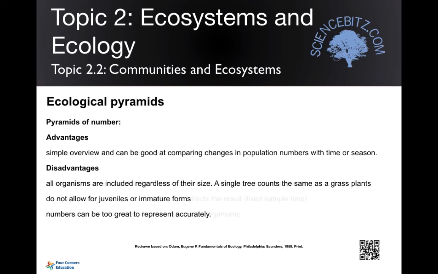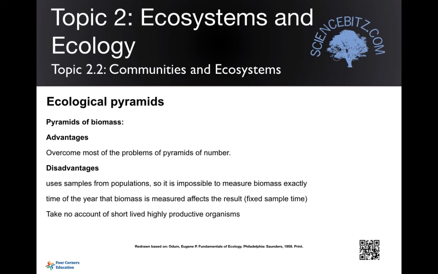So what about biomass? Well, biomass overcomes most of the problems that pyramids of number have, but they use samples of populations. So it's impossible to measure biomass exactly. Some of the problems in that is that for some species, we actually don't have real measures of biomass. We have to estimate this based on comparison.